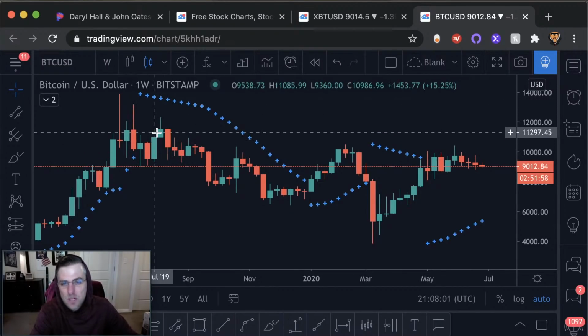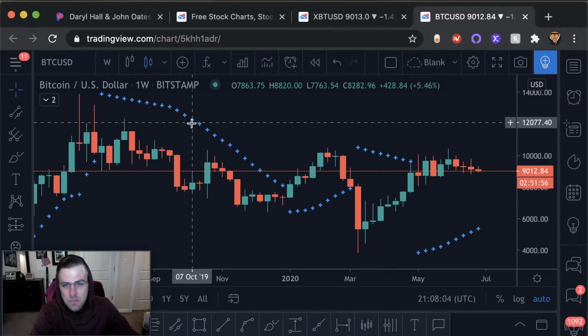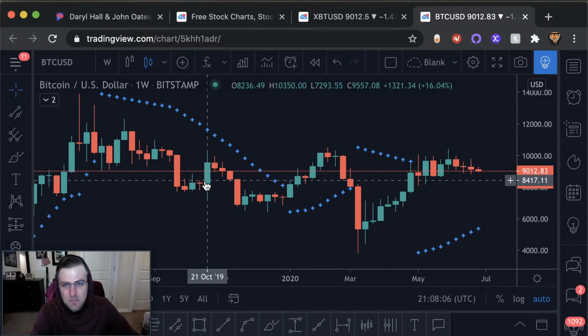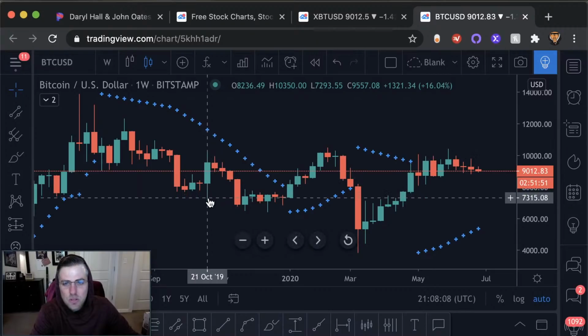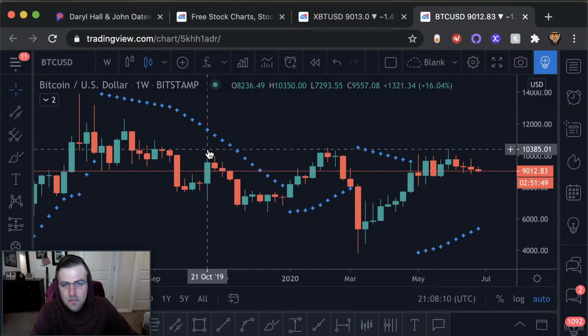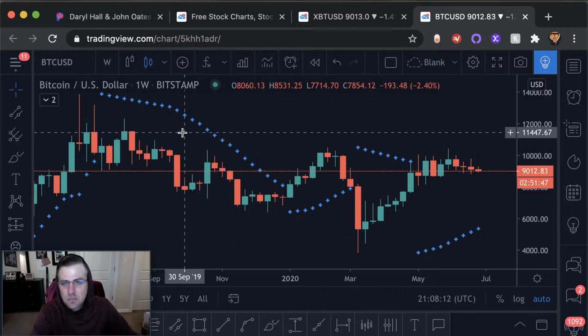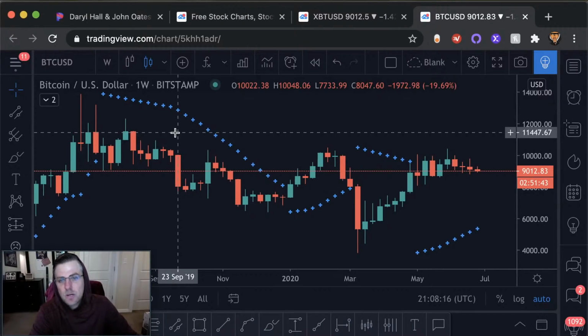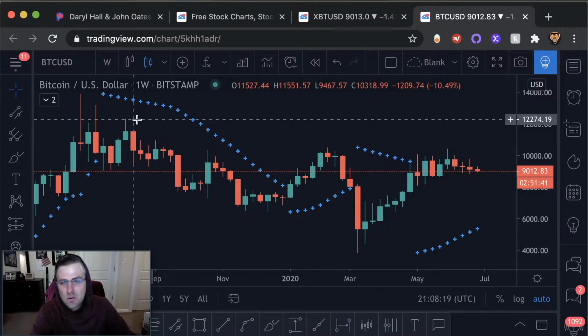So for example, this was a record day in Bitcoin back in October that took it from something like 73 up to over 10,000, something along those lines, in a 24-hour period. We'd never seen Bitcoin increase that much in a 24-hour period.